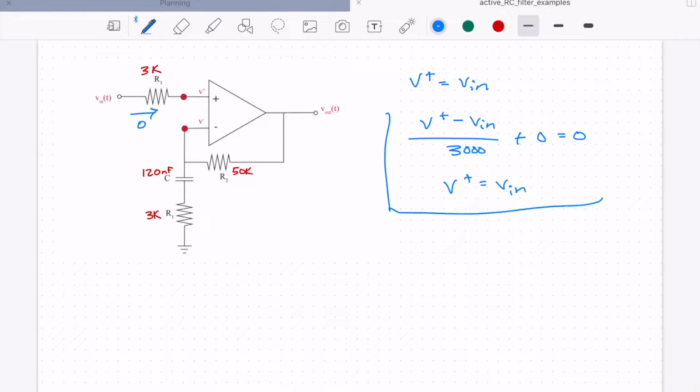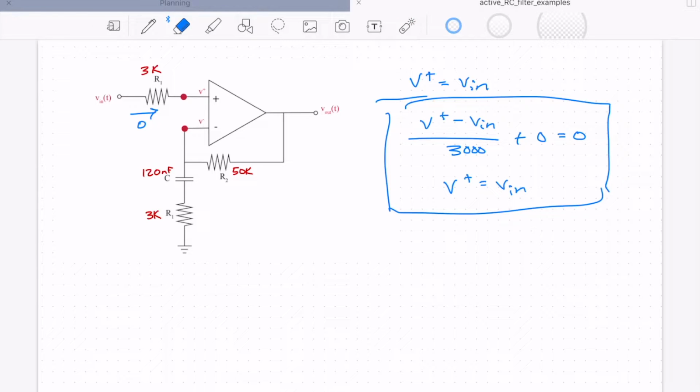So you can either know that V plus is equal to Vn because this current is 0, or you can go ahead and calculate it if that works for you. But the end result is the same: V plus is equal to Vn.